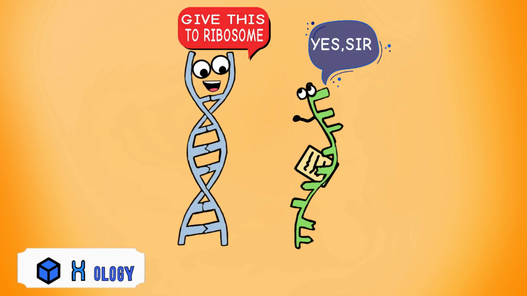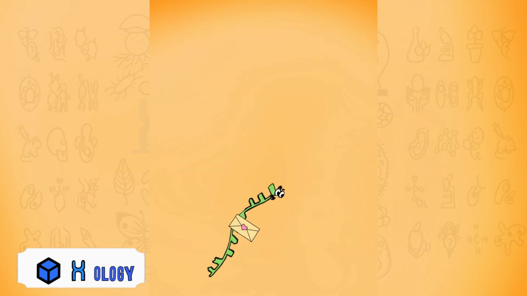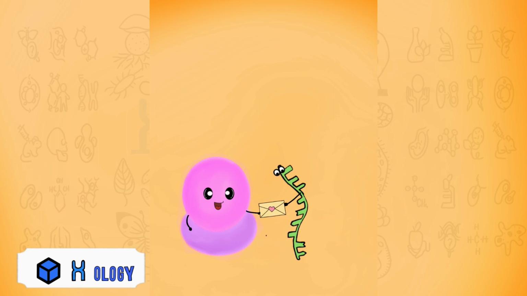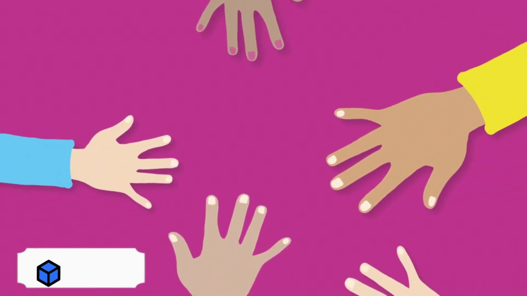Gene coding occurs when the information from a gene is transcribed into messenger RNA, mRNA, which acts as a template for protein synthesis. Through the process of protein synthesis, our cells read the mRNA and construct proteins, which ultimately determine our traits and characteristics.